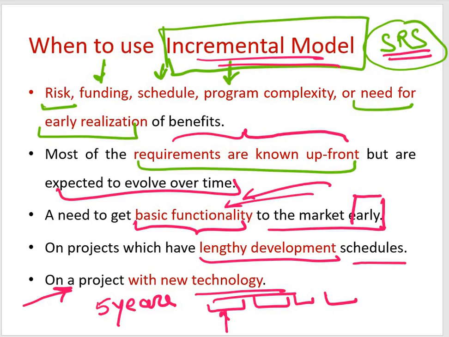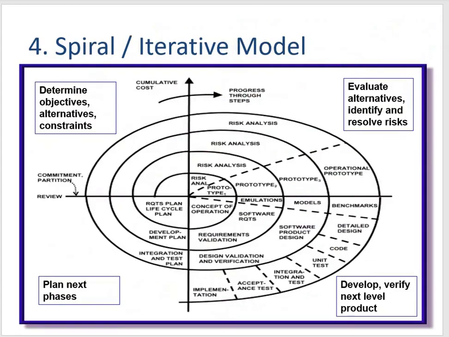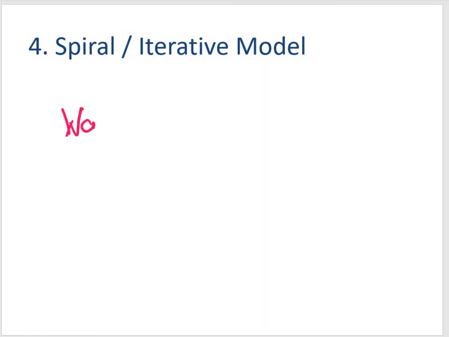So this was all about your incremental model. Now let's talk about the spiral model in detail. Now this is why I have written this as spiral / iterative, because this spiral model is nothing but a combination of your waterfall model plus your iterative model.